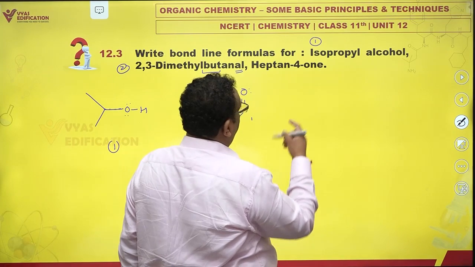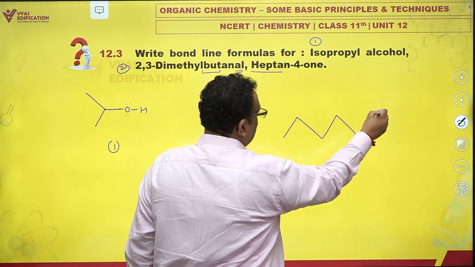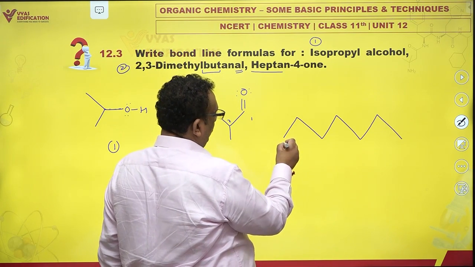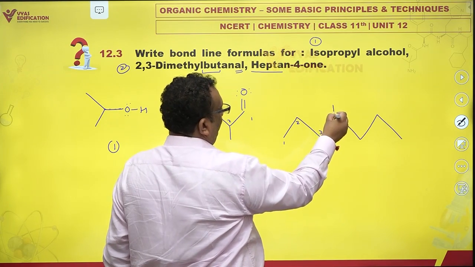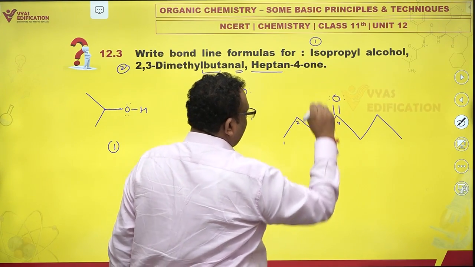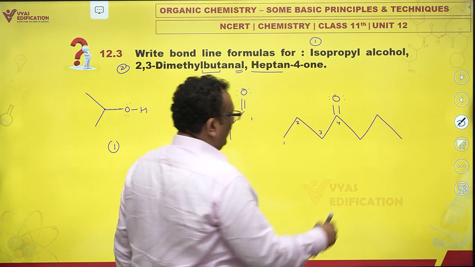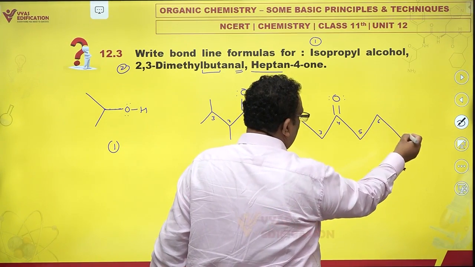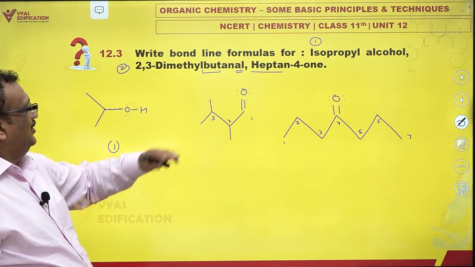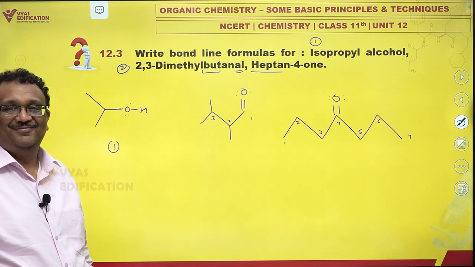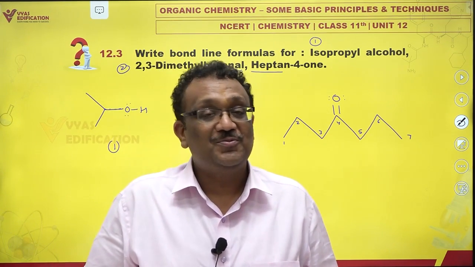Heptane 4-one. Hept means 7. 1, 2, 3, 4, 5, 6, 7. 1, 2, 3, 4. 4-one. This represents ketone. Let me draw a ketone here. Right? And I'm also writing down locants, which is not necessary for presenting the final molecule. This is just for your information. But this is heptane 4-one. Easy enough? Very easy. You must learn the names of functional groups, my dear.